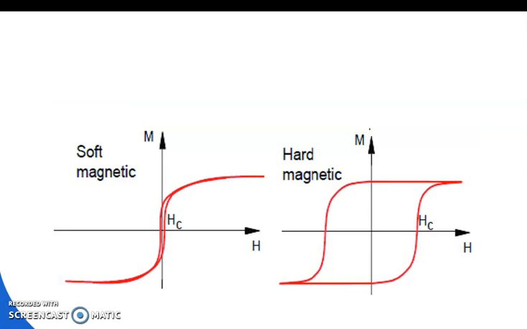So this is the hysteresis loop of the soft magnetic material, and this is the hard magnetic material we discussed. This is a narrow hysteresis loop, but in the case of hard material it is not narrow, it is wide. It is a hard magnetic material, so its hysteresis loop is different.